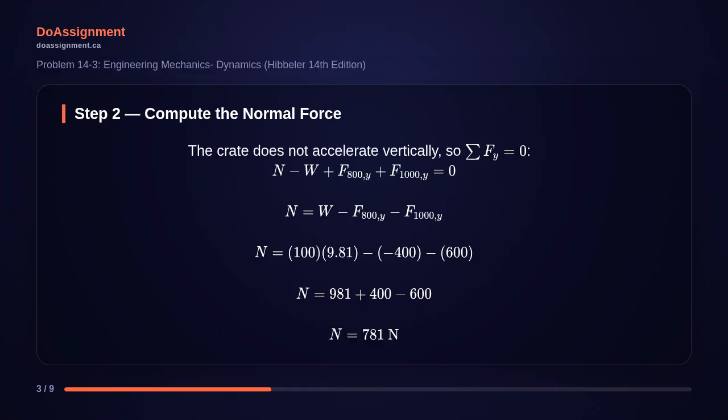Next, we find the normal force by summing forces in the vertical direction and setting the result equal to 0, since the crate remains on the surface. The weight is 100 times 9.81, which is 981 newtons downward. The 800 Newton force pushes the crate down by 400 newtons, and the rope pulls it up by 600 newtons. So the normal force equals 981 plus 400 minus 600, which is 781 newtons.